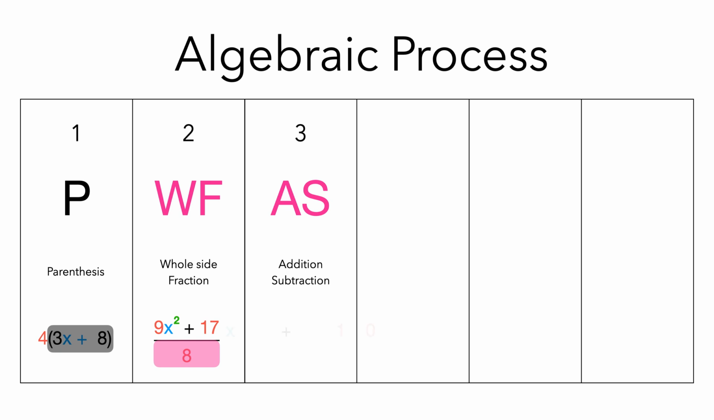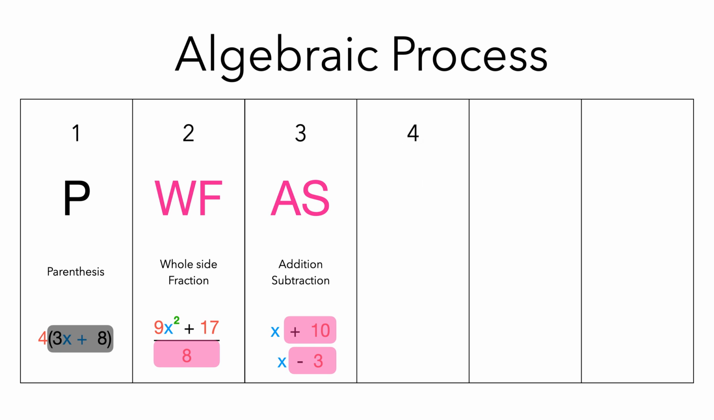So that would look like something like this. You got either x plus 10 or you got x minus 3. So in the top example, we'd want to get rid of that plus 10. And then in that bottom example, we would want to get rid of that minus 3. And so that's the third thing we're looking for once we get rid of a whole side fraction.